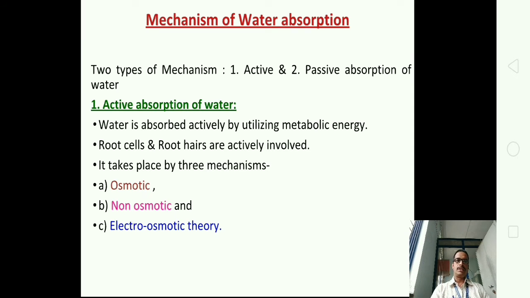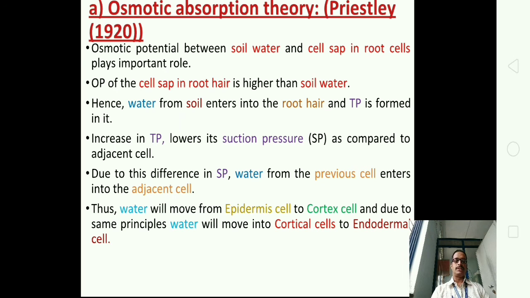The root cells and the root hairs are actively involved in the system. It takes place by three major mechanisms: the first is the osmotic, then the non-osmotic, and the third is the electro-osmotic theory. These are the three theories of active absorption of water. In that, we will discuss the first one, the osmotic theory of absorption, which was described by Priestley in 1920.